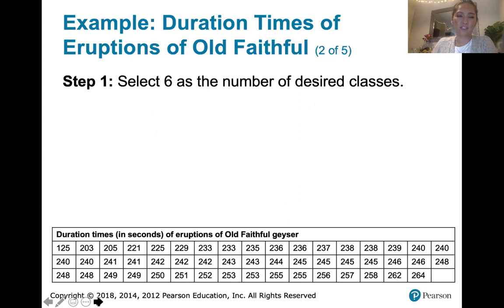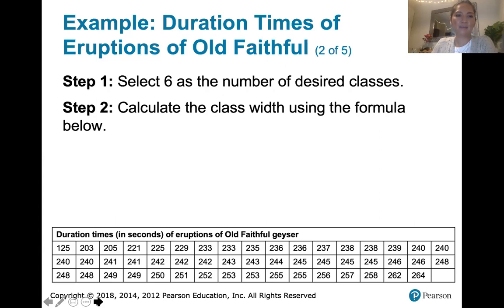The first thing you generally do is select the number of classes. The number of classes is generally between 5 and 20. There is a rule involving logarithms that's mentioned in your book, but it's also mentioned in your book that we're not going to use that rule. So I'll just tell you how many classes I want. I would like you to select 6 as the desired number of classes.